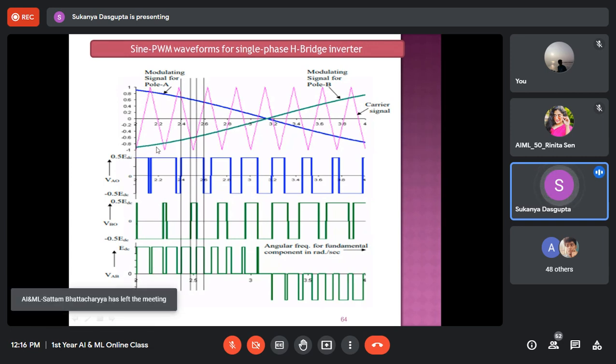So these two are modulating signals, one for phase A, one for phase B, which are being compared with a high frequency triangular signal to provide this type of pulse signal. The blue one will be generated when the pink one and the blue one are compared, and this type of pulses will be obtained when the modulating signal, the green one, is compared with the pink color waveform.